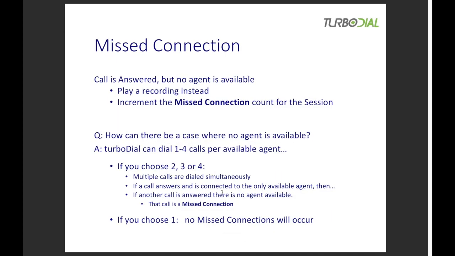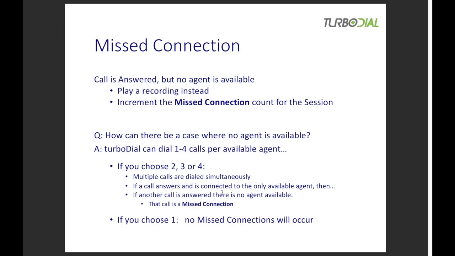So what's a misconnection? This is when a call is answered, but no agent is available to take the call. In that case, a recording is played to the person or machine that answered the call. TurboDial keeps track of these and increments the missed connection count for that session. So how can there be a case where there is no agent available?